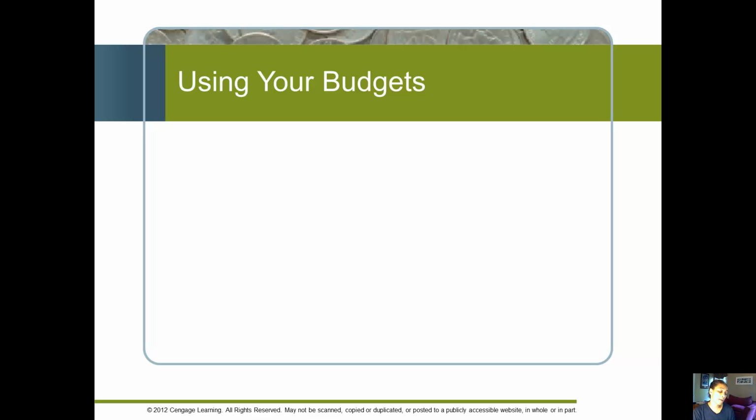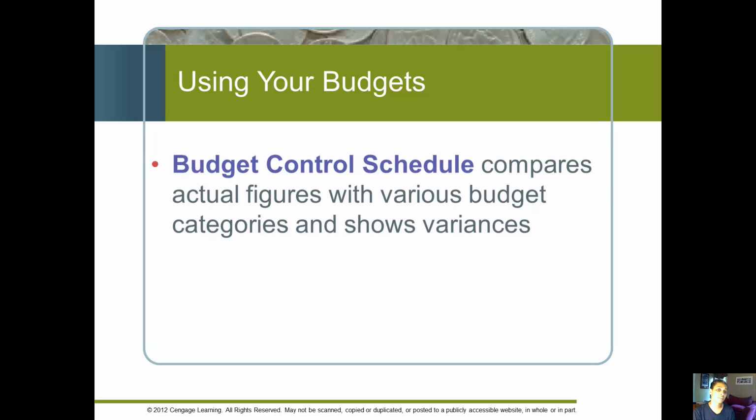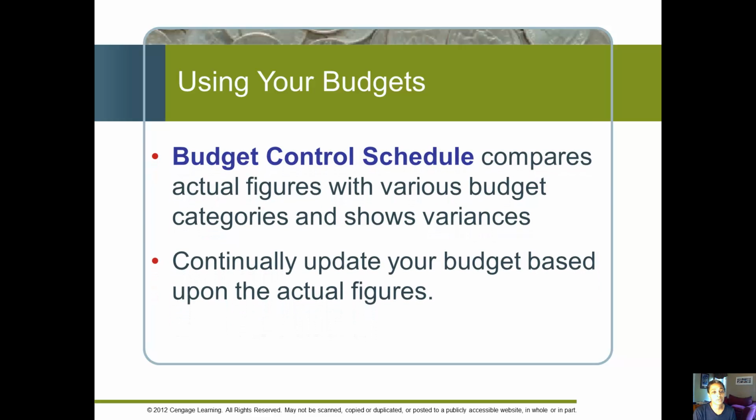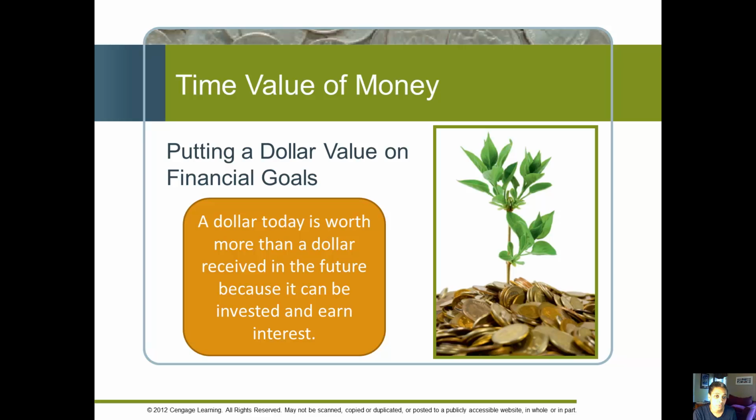So now that we've got our budget working and we've handled our deficit, how do we use our budget? Well, first we use a budget control schedule, and that compares our actuals with our budget categories and shows our variances. And so we want to continually update our budget based on the actuals.